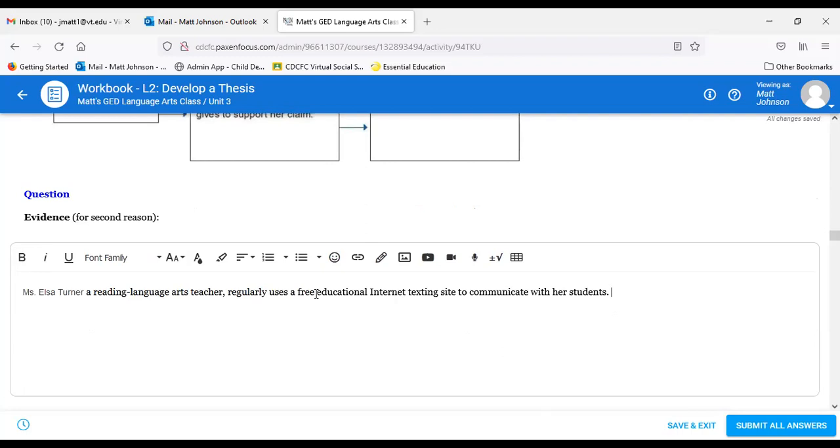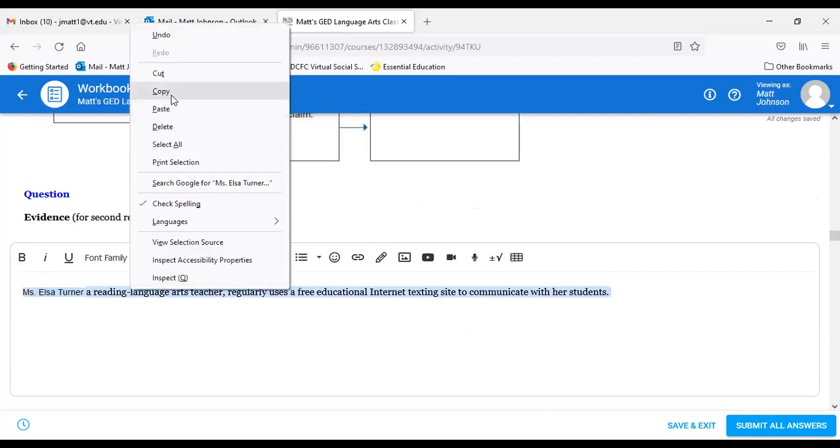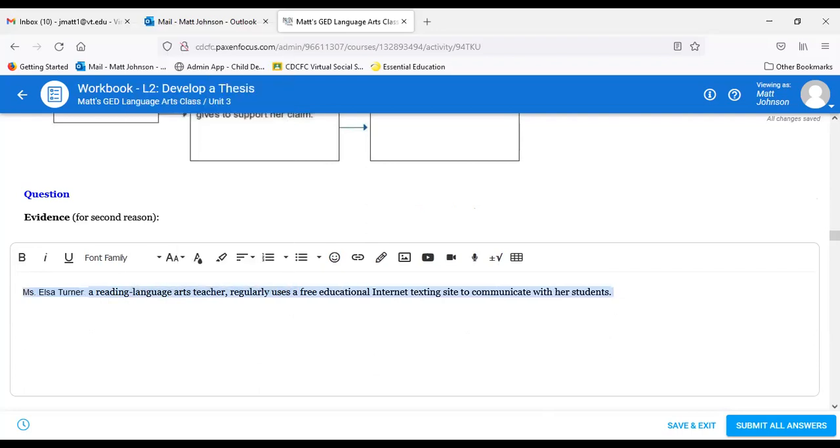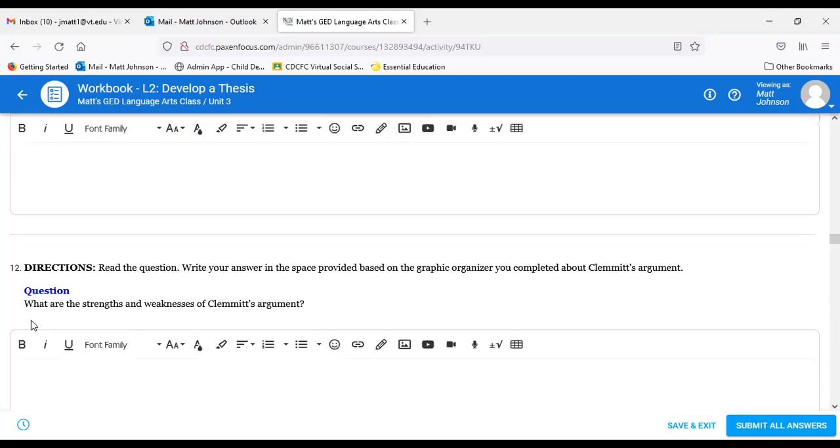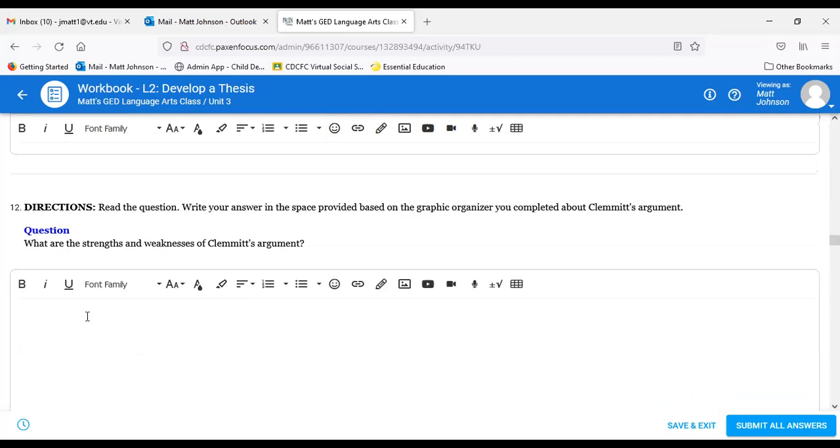Okay, so copy that one. Paste that one. There we go. And so now we're looking at the strengths and weaknesses of each argument. So looking at Clement, going back to her, what are the strengths and weaknesses of Clement's argument?